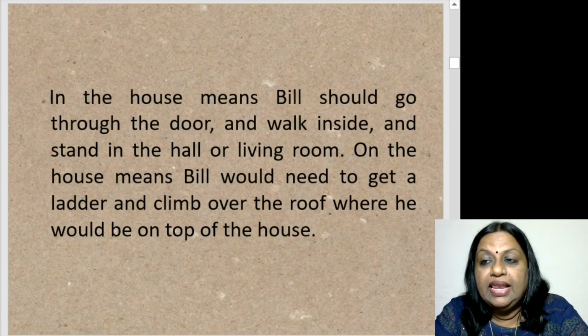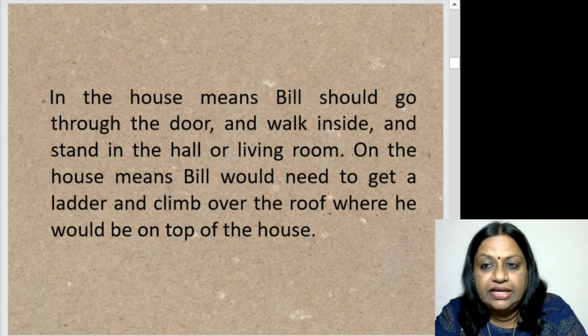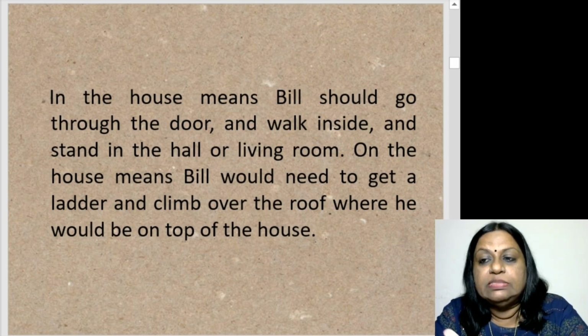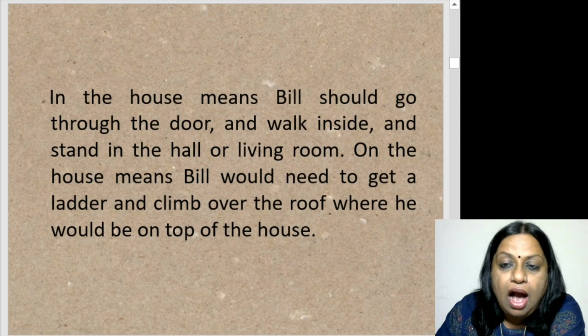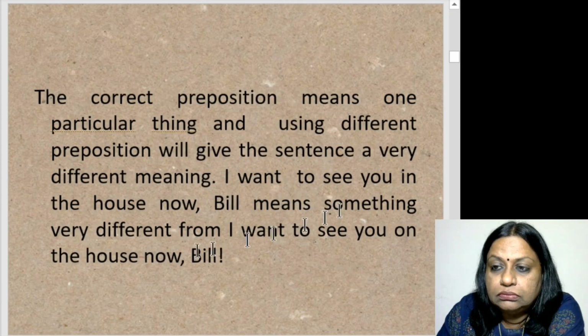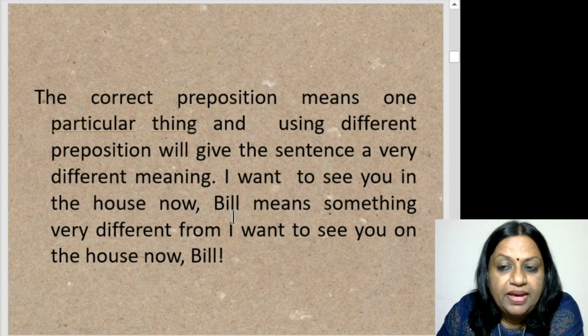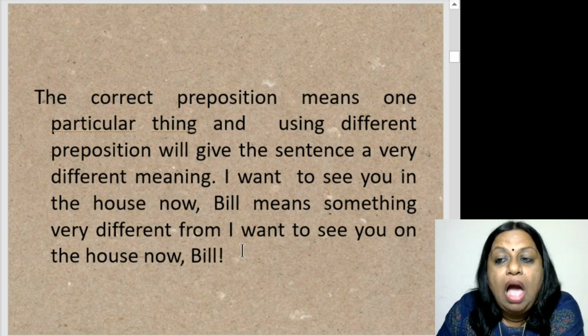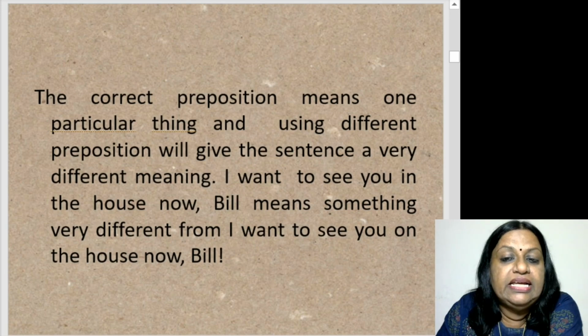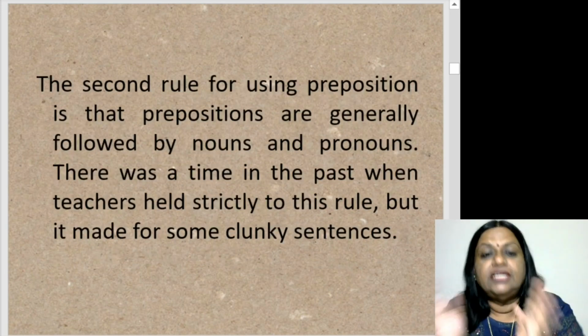In the house, Bill should go through the door and walk inside and stand in the hall or the living room in the first sentence. On the house means Bill would need to get a ladder and climb over the roof, where he should be on top of the house. Okay. Look at the two sentences. I want to see you in the house now, Bill, is very different from I want to see you on the house now, Bill. In and on completely change the meaning of the sentence.